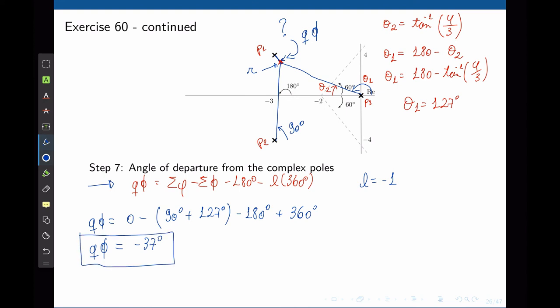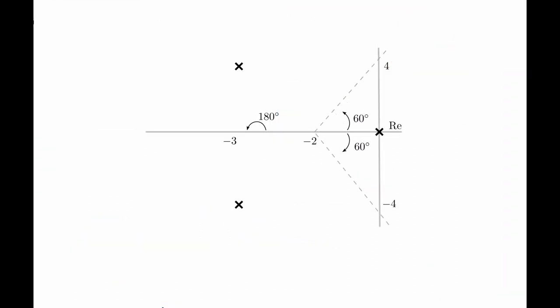If the departure angle of P1 is now known to be negative 37 degrees, the departure angle of P2 needs to be positive 37 degrees because they are always symmetric with respect to the real axis. Now with all this information, we can finally draw the root locus. Here we have the three asymptotes with the angles that we calculated. Where is the root locus?